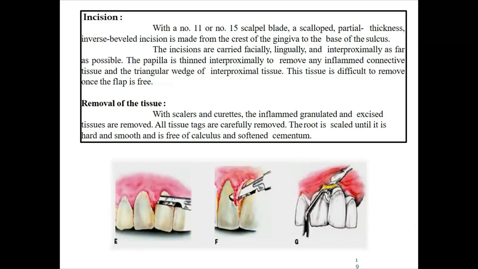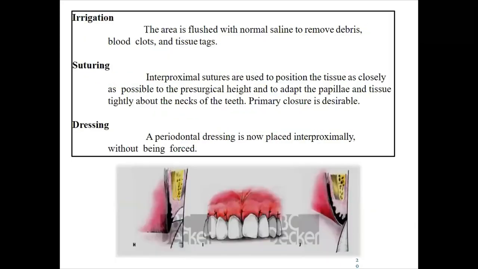And then the root of the tooth is scaled until a hard and smooth surface is obtained. And the surface should be totally free of calculus and any kind of altered cementum. Then, as with your subgingival curettage, you'll be flushing that area with normal saline in order to remove the debris, blood clots and tissue tags.